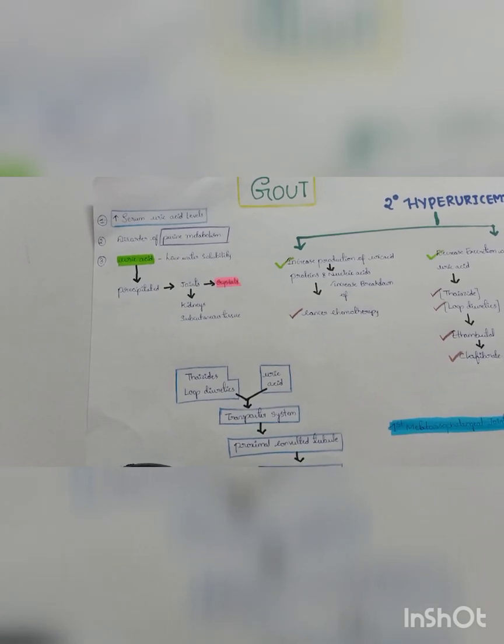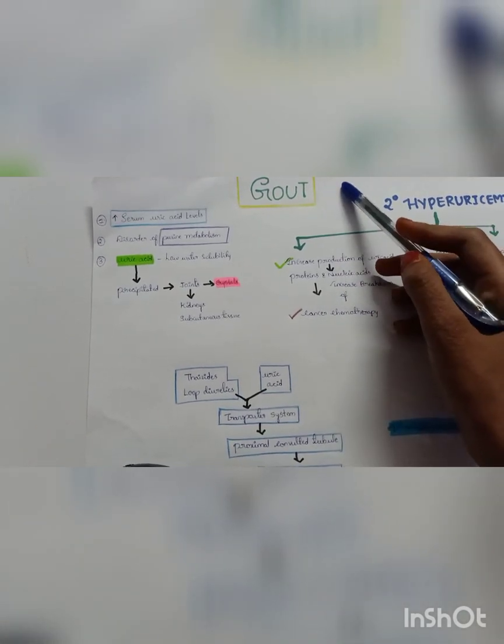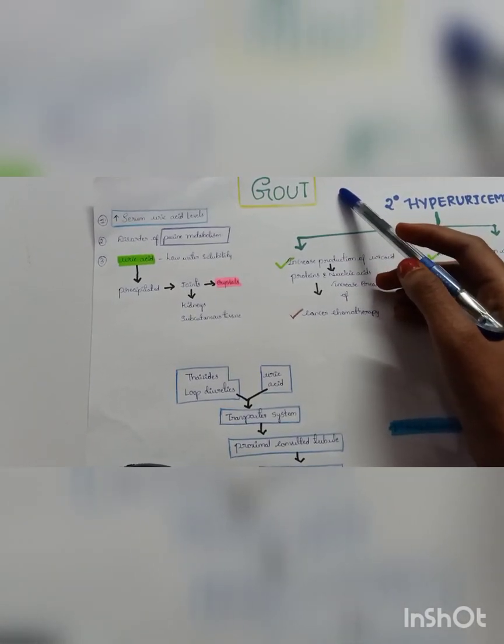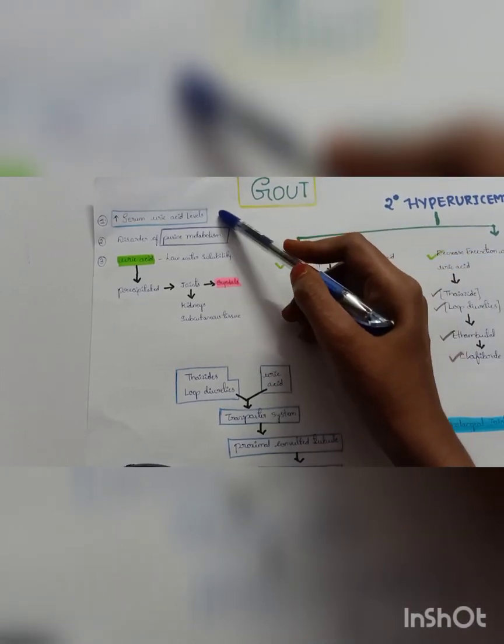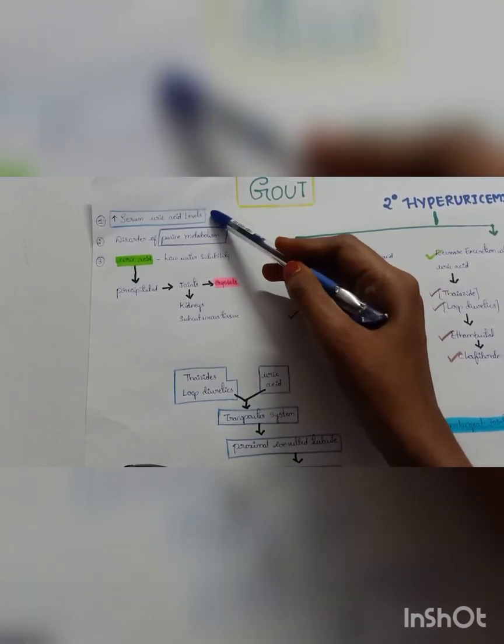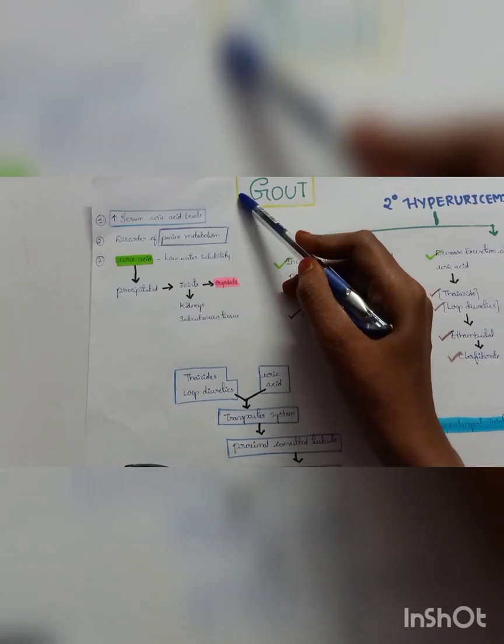Hello everyone, in this video now I will be discussing the group of drugs which are used in the treatment of gout or gouty arthritis. So now what exactly is gout? Remember, gout is a disease characterized by elevated serum uric acid levels.